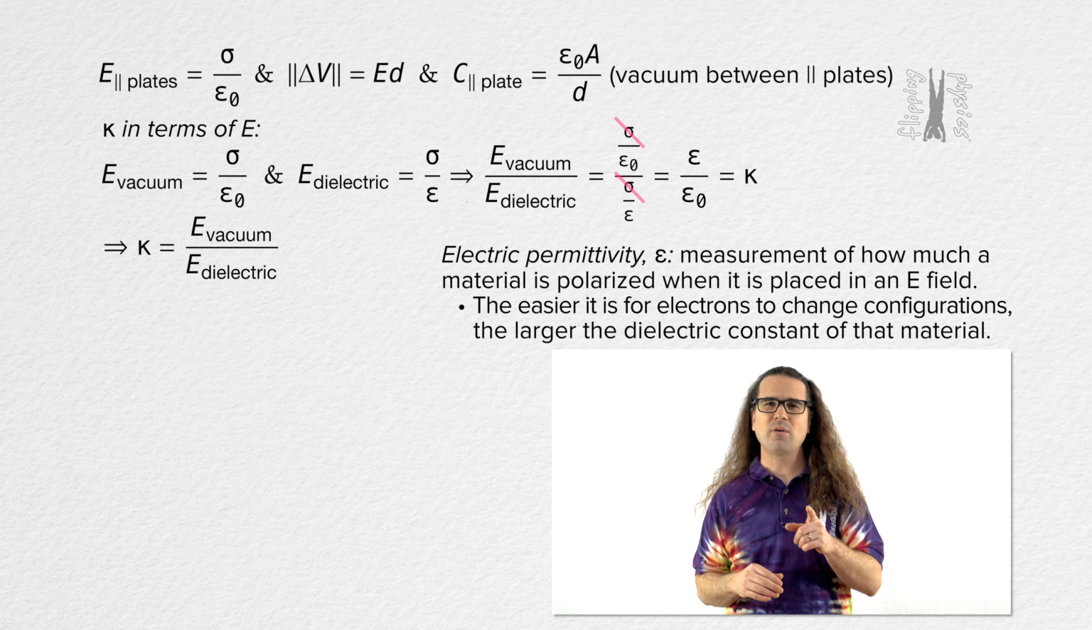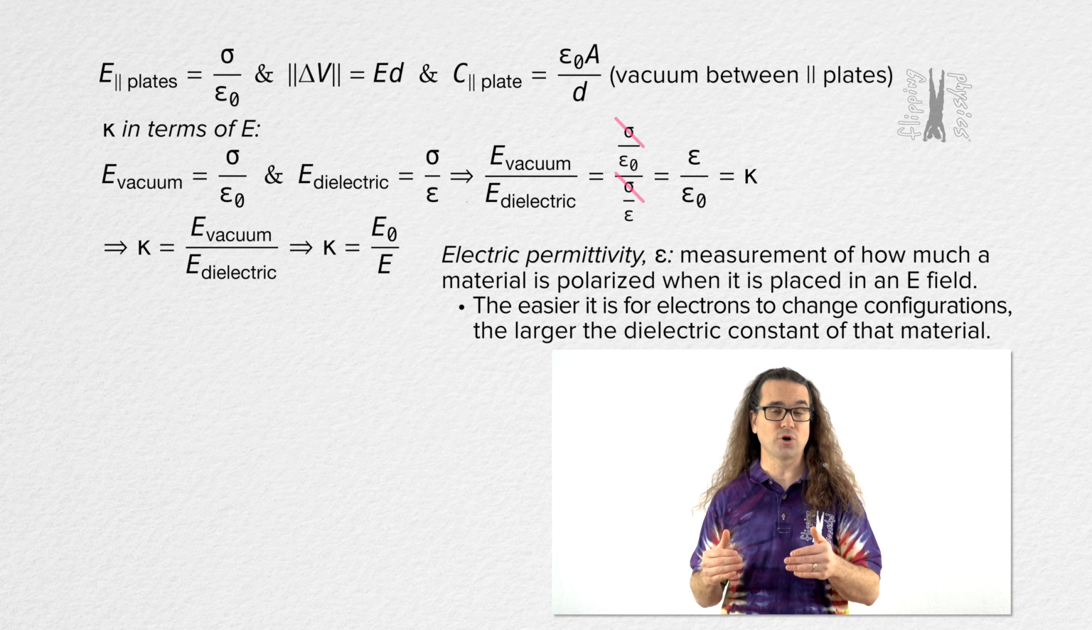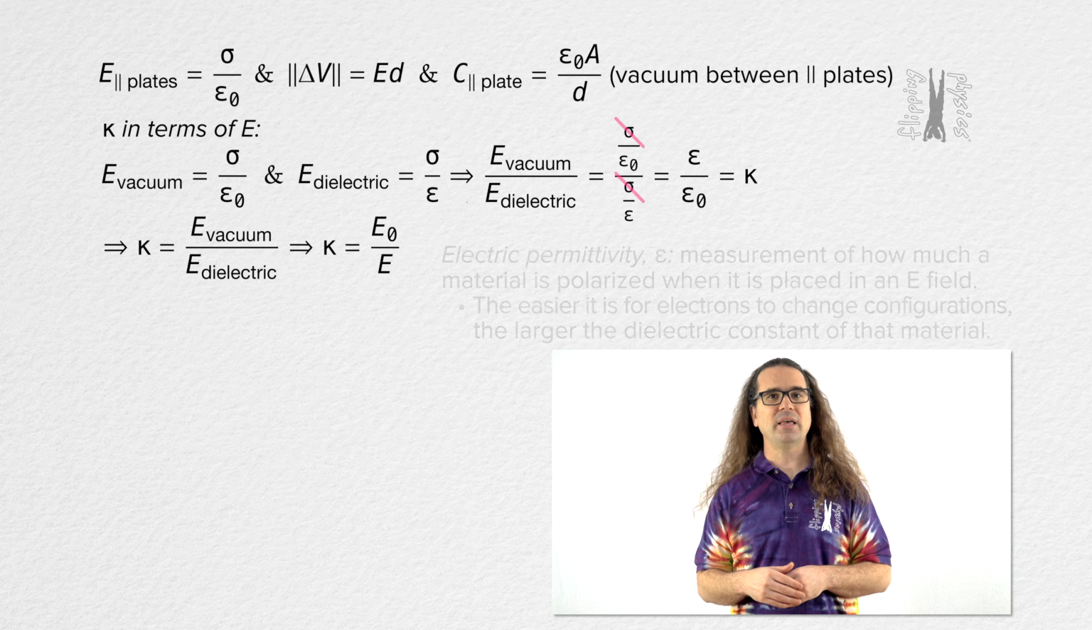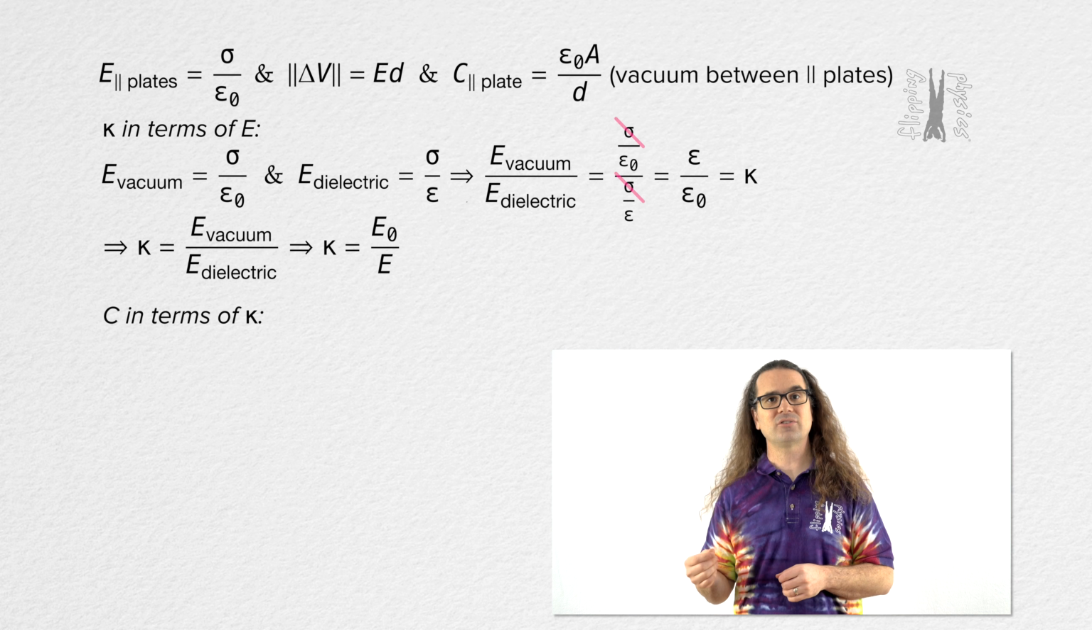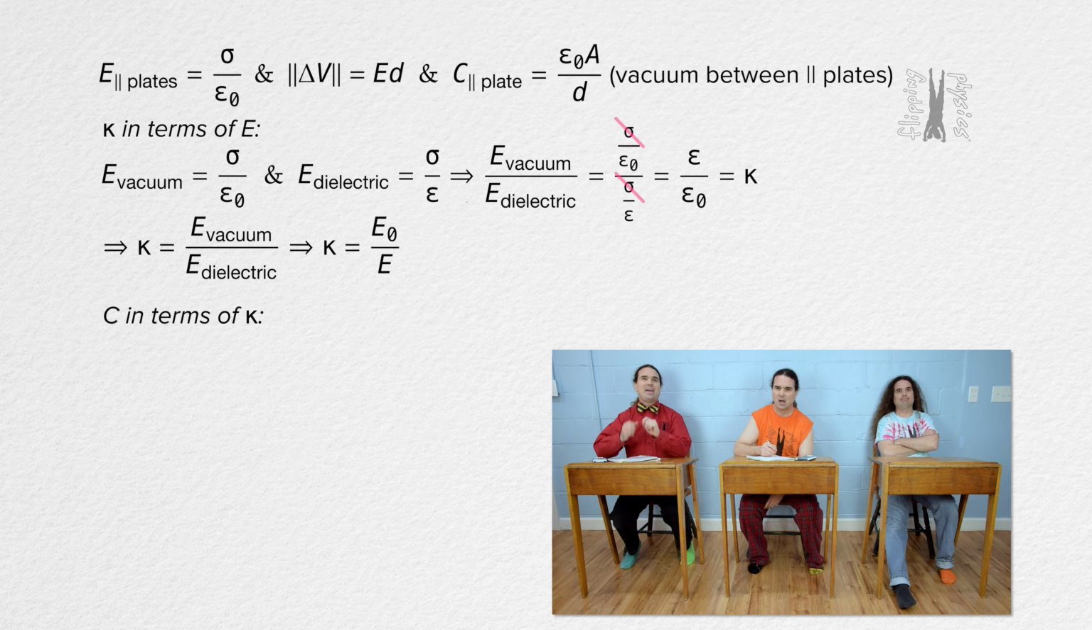Correct, Bobby. However, the electric field with a vacuum between the plates is electric field naught, and the electric field with a dielectric between the plates is the electric field with no subscript. Billy, please now derive the equation which relates the capacitance with a dielectric to the capacitance with a vacuum between the parallel plates. Absolutely. Let's start with the capacitance of a parallel plate capacitor, which equals the electric permittivity of free space times the area of the plate divided by the distance between the plates.